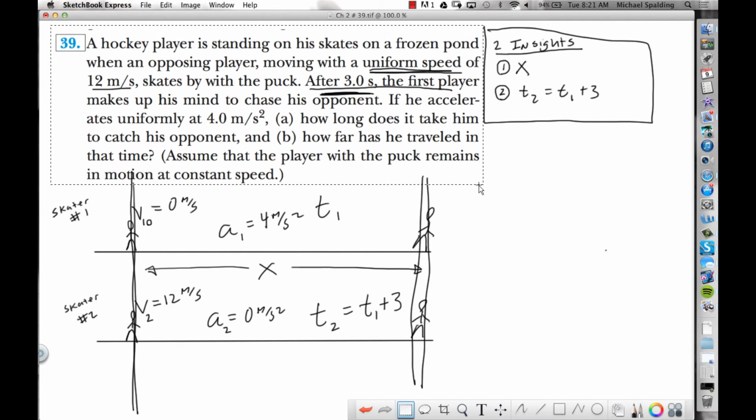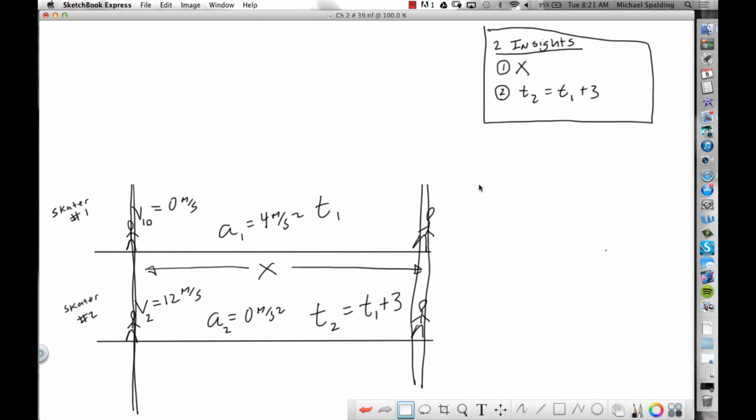I'm going to erase this here, but we're looking for how long it takes guy number 1 to catch guy number 2, and then how far guy number 1 traveled in that time. Okay, so here's how you do it. We're going to write an equation. The most commonly used equation is the first equation on the kinematic list.